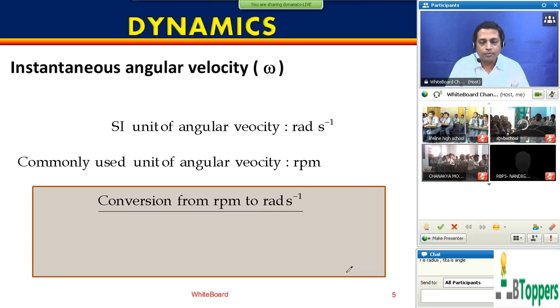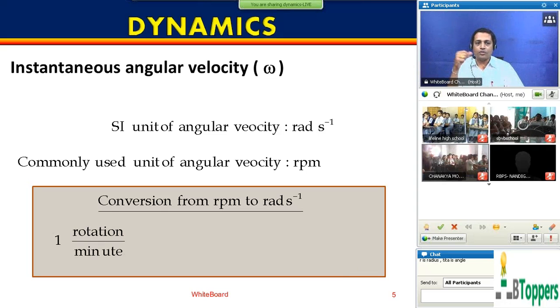Therefore, there should be a method to convert from RPM to radians per second, because RPM is rotations per minute, but minute is not an SI unit. Seconds is an SI unit and rotations is not an SI unit. Radians for angle is an SI unit. So how do we do that?